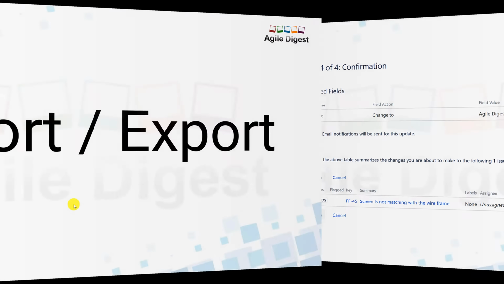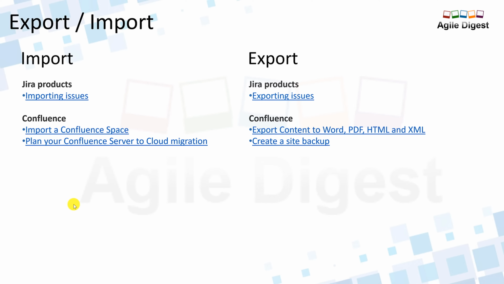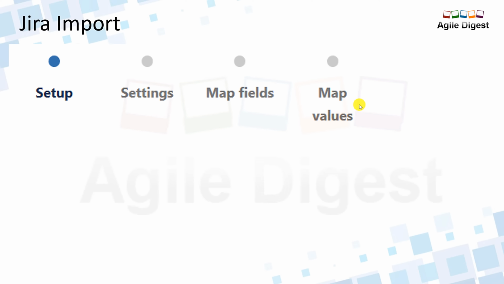The next topic we'll be talking about is import and export. So first we'll be talking about import, how we can import and how we can export. So importing issues. If you are in Jira products, if you are in Confluence, you can import a Confluence space or plan your Confluence server to cloud migrations. We are not talking about that import or export right now. What we'll be covering right now for the import is how we can import multiple issues, and for export, how we can export multiple issues. So let's try to do the Jira import.